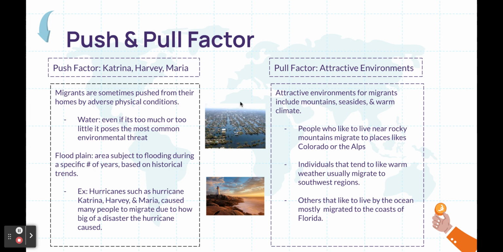A pull factor can be attractive environments for migrants, which include mountains, seasides, and warm climates. People who like to live near the Rocky Mountains usually migrate to places like Colorado or the Alps. Individuals that tend to like more warm weather usually migrate to southwest regions. Others that like to live by the ocean mostly migrate to the coast of Florida or California.